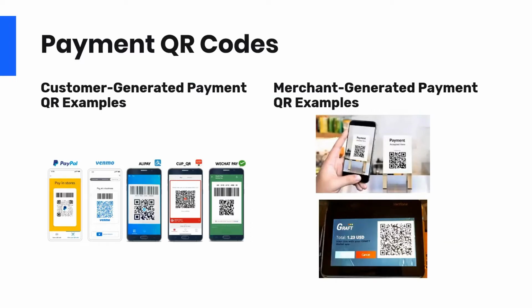Generally speaking, when it comes to payment QR codes, it does not get that complex. Here are some examples of QR codes that are used for payments. On the top row, you can see different QR codes generated by different wallets. The Venmo and PayPal QR codes are usually limited to 12 digits, making it a very simple QR code to scan. Those are actually examples that I put here.